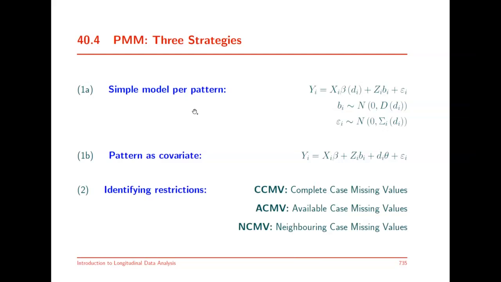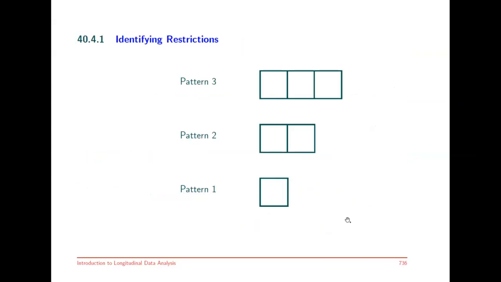I can build a simple model per pattern. It's as simple as that. Or, the second thing, I can use pattern as a covariate, or I can apply identifying restrictions. And I'll say a few things about identifying restrictions here. So let's now try and focus only on pattern 2 and build a model for the 3 outcomes in pattern 2. It's all nice and well. I do not have the third outcome. So what I need is the distribution of the third outcome given the first and the second.